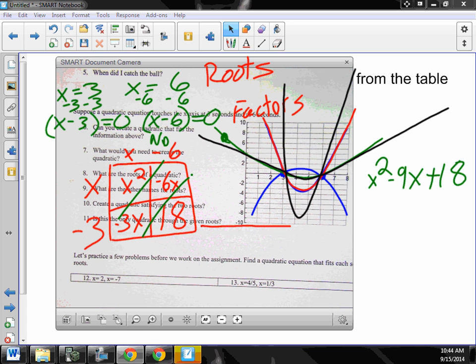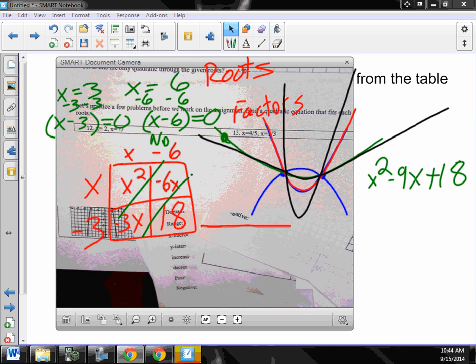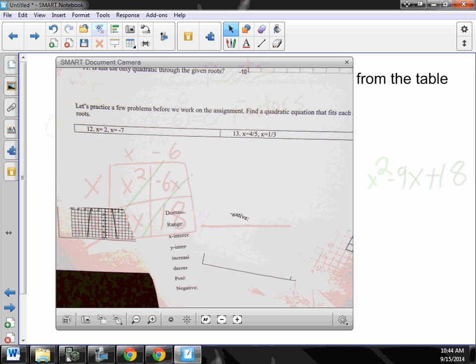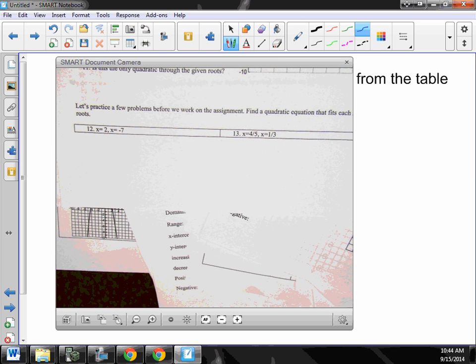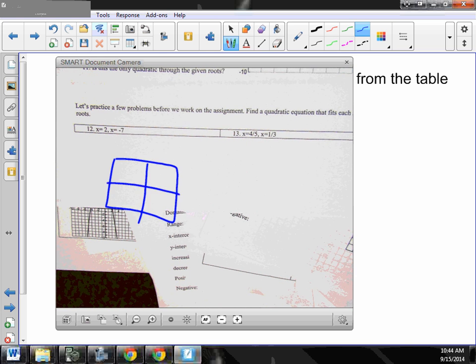Okay? So number 11, is this the only quadratic? No, it's not. There are an infinite number. So for this worksheet, we're going to practice making quadratics. For number 12, I have x equals 2 and x equals negative 7. I'm going to create a box. What are my two factors? X and not 2, negative 2. Why?